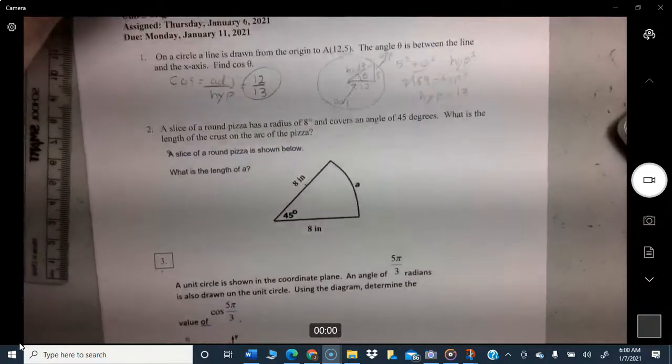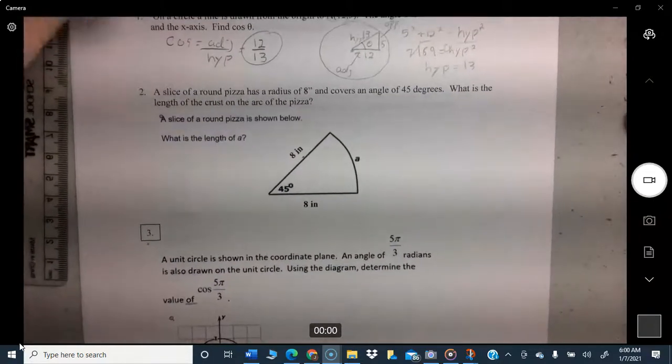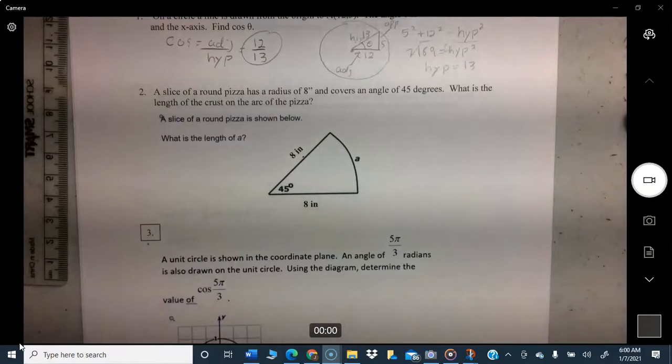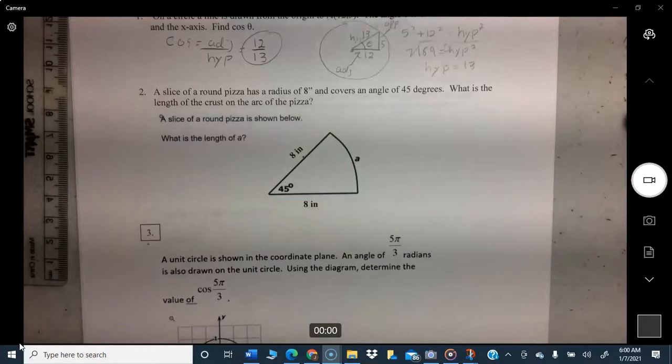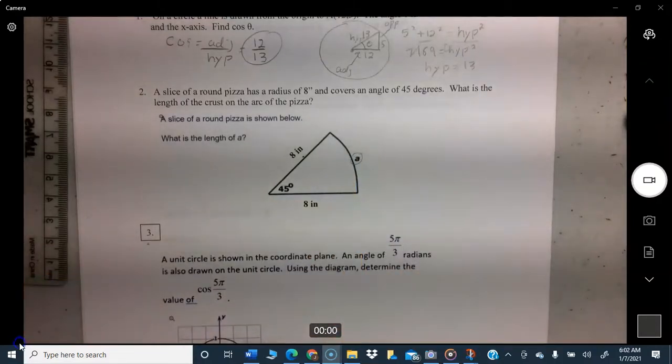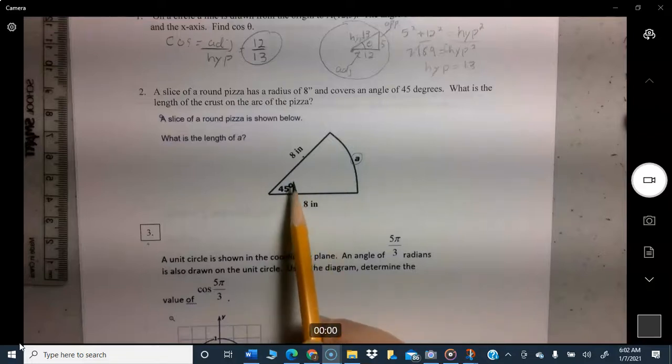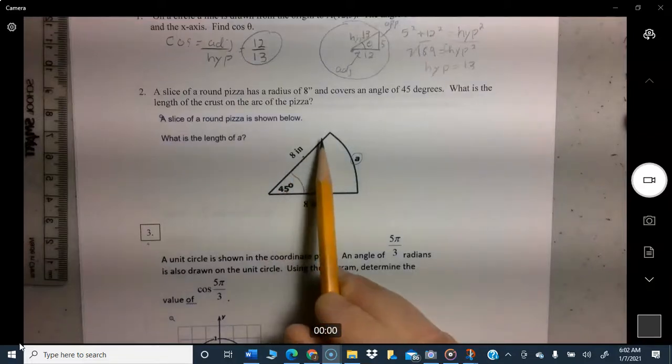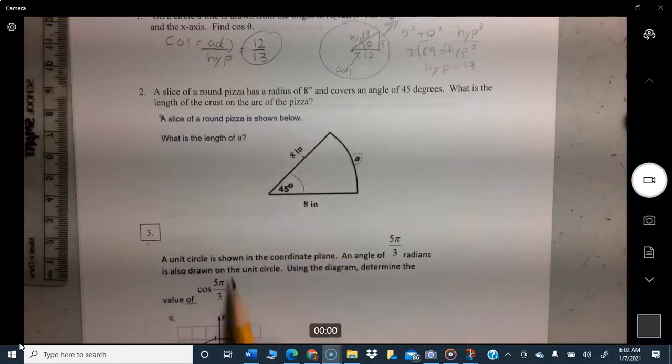All right, pizza question here. A slice of a round pizza has a radius of 8 inches and covers an angle of 45 degrees. What is the length of the crust on the arc of the pizza? So they want to know this value right here, this A right here. Okay, so we're given a formula. What we know is the angle here, and we know the radius. This is a radius. If you imagine that's a full circle, that's the radius of the circle.